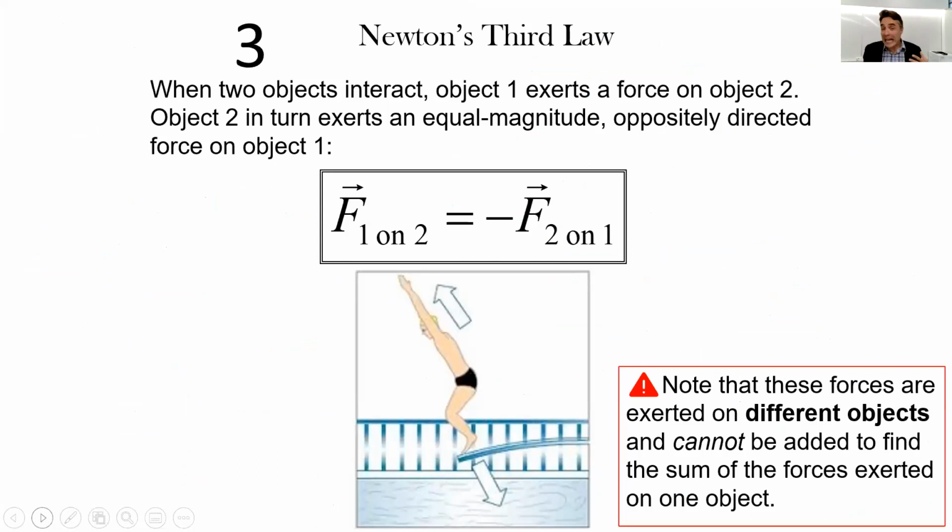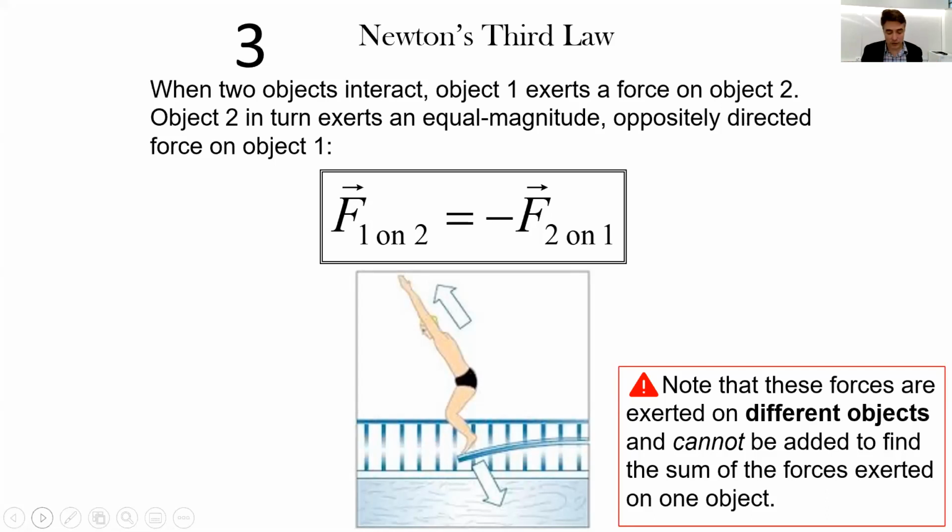So, the next step in chapter 3 is Newton's third law. It's the every action has an equal and opposite reaction, that kind of thing. The way it's stated in the textbook, which is a little bit better, is to say that when two objects interact, object 1 exerts a force on object 2. Object 2, in turn, exerts an equal magnitude oppositely directed force on object 1.